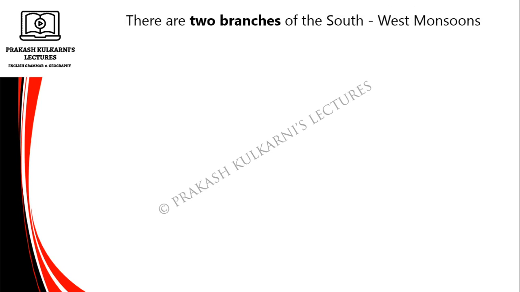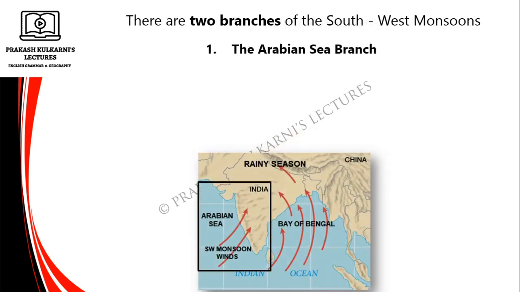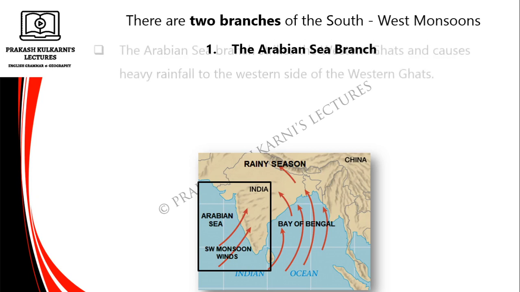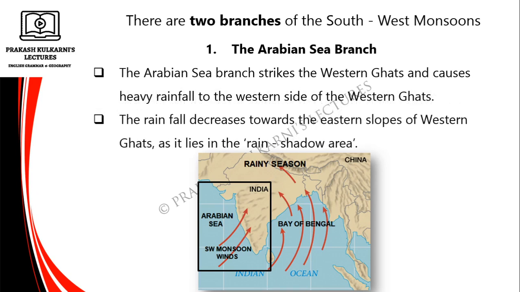There are two branches of the southwest monsoons. The first one is the Arabian Sea branch. The Arabian Sea branch strikes the Western Ghats and causes heavy rainfall to the western side of the Western Ghats. You can see in the map here, Arabian Sea is in the west and southwest monsoons are blowing, and these winds are checked by the Western Ghats and cause rainfall. The rainfall decreases towards eastern slopes of Western Ghats as it lies in the rain shadow area.